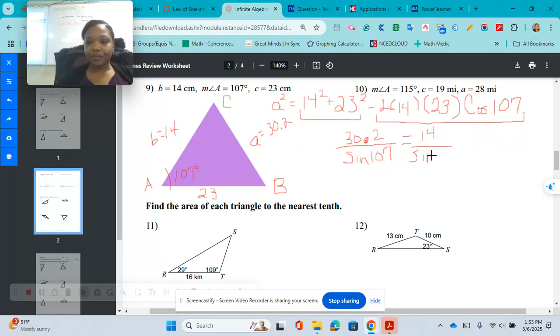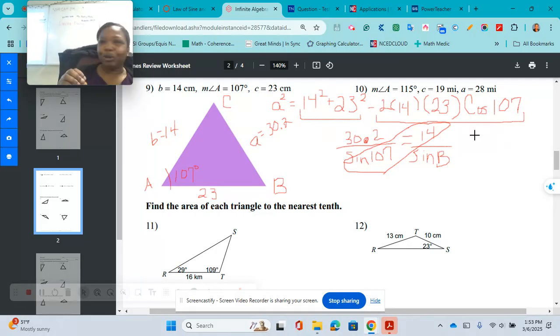You know how to do this, James? What would you do, James? We need to cross multiply. What would you cross multiply, James? Multiply 14 times sine of 107. That is accurate. And once you get the product of 14 times sine of 107, you can divide that by 30.2.